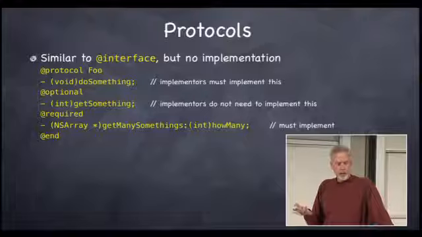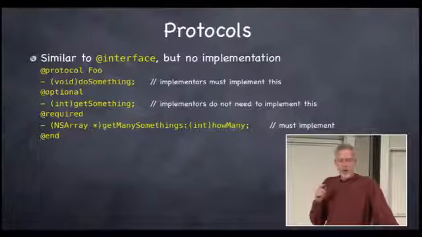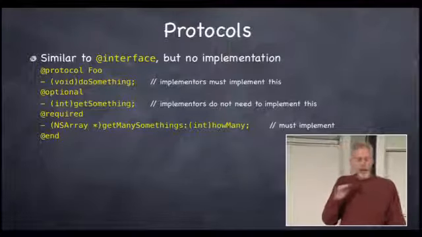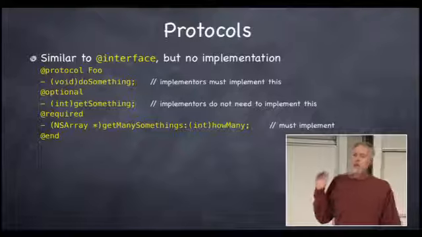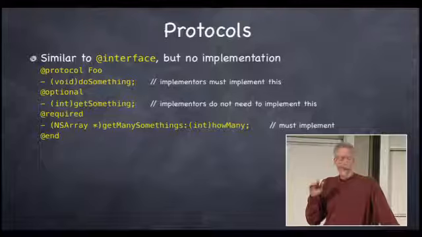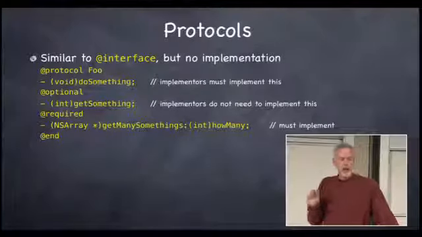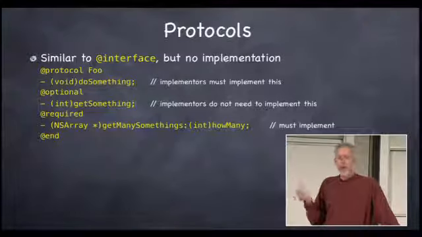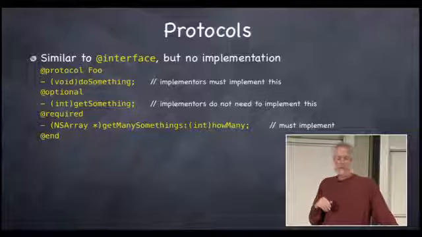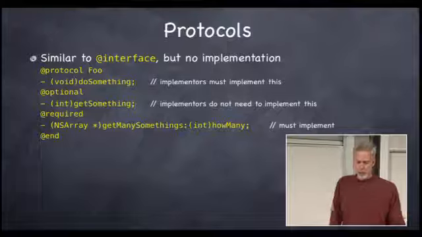It has 3 methods: do something, get something, and get many somethings. A method in a protocol is required unless it's preceded by this @optional. And just like we had the instance variables with @private and @public, you could say @optional and then list 4 or 5 methods. They'd all be optional until you go back to @required. So in this protocol, the first 2 are required. The middle one, get something, is not required. It's optional, meaning you don't have to implement it. You can still say you implement the protocol, but you don't have to implement this particular method.